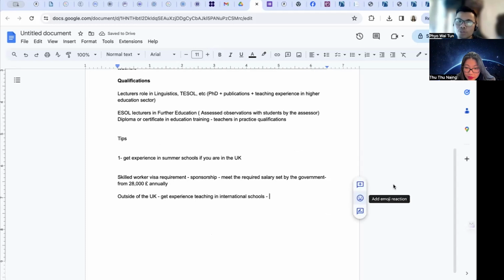I'm not sure about that, but we can also apply for Qualified Teacher Status, QTS, from other countries, though our country is not on that list. Still, if you have degrees or special qualifications, you can get QTS outside the UK. And if you have QTS, it's easy to apply for a job. So you can check about getting QTS.